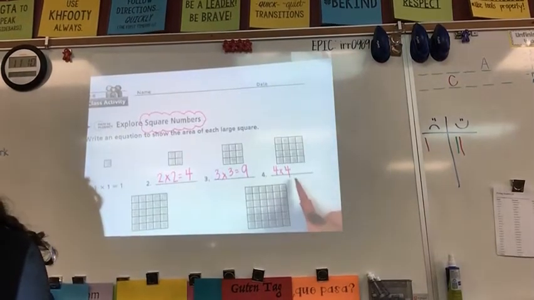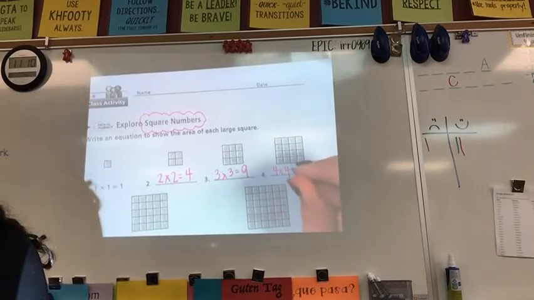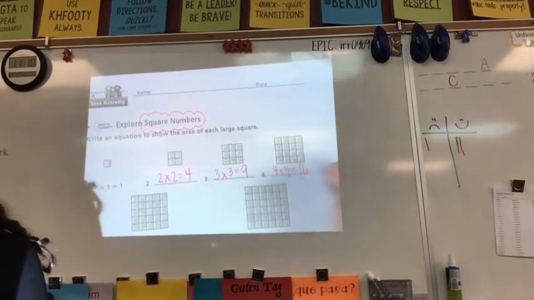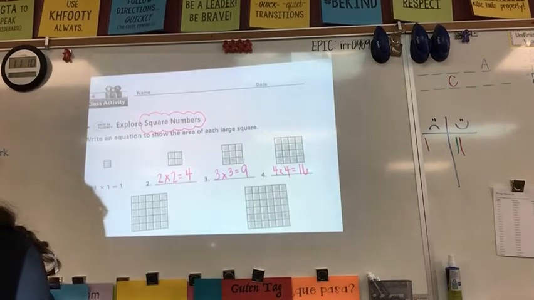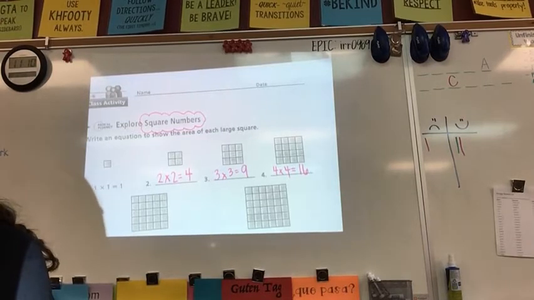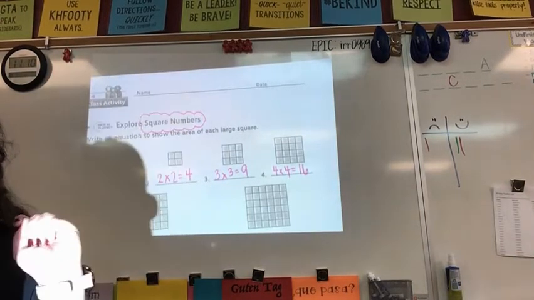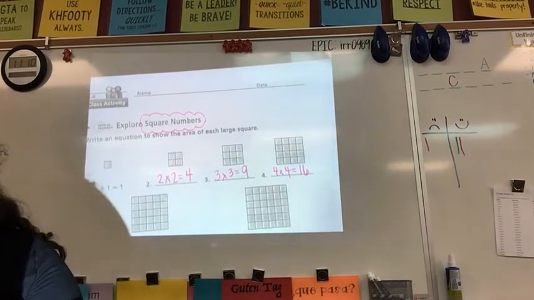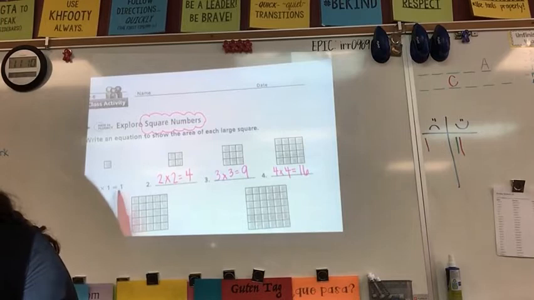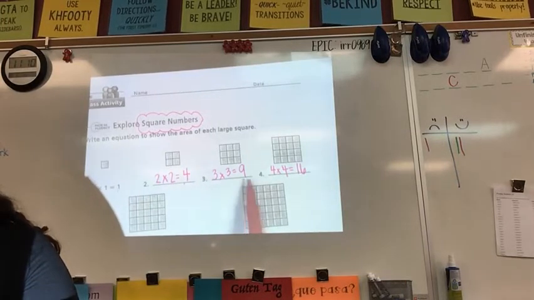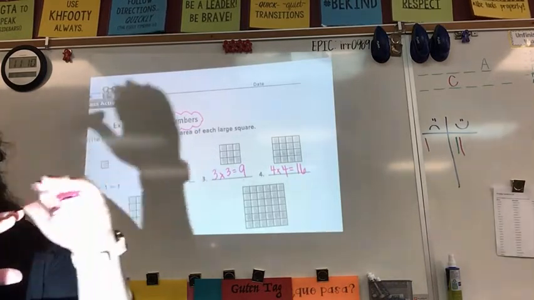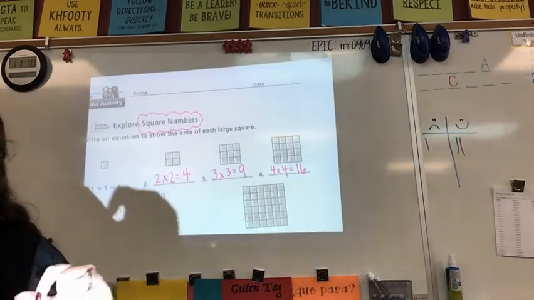Who can tell me the area of this square here? Ellie? 16. So class, 16 is a square number. So far we've got 1, we've got 4, 9, 16. Because if I take those amounts, those totals, I can arrange them into the shape of a square.